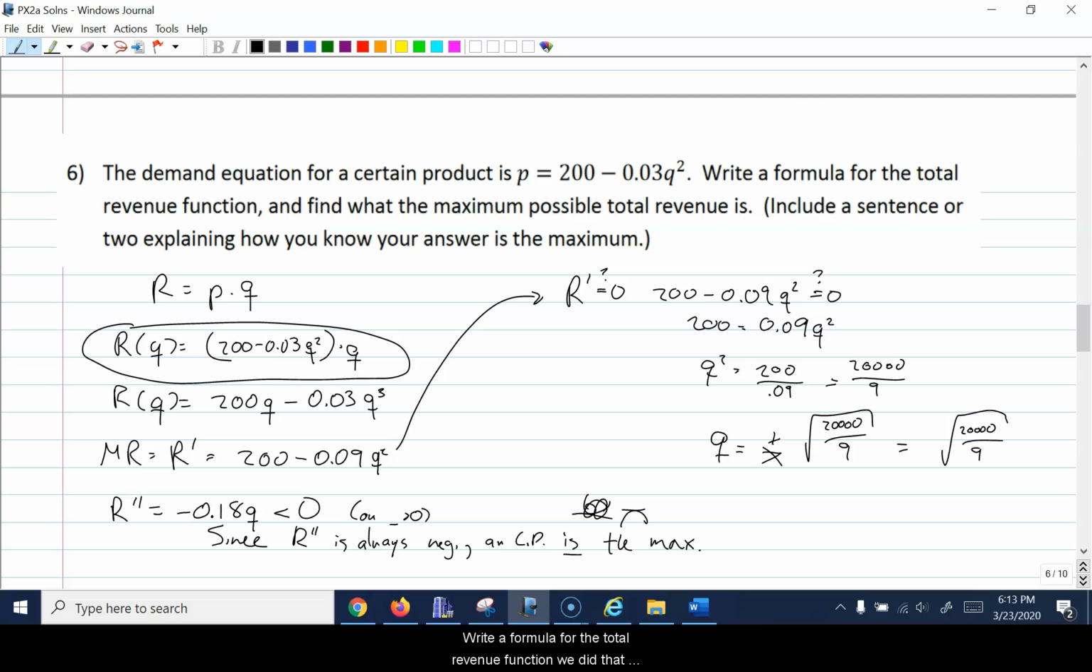Yeah, that's our maximum. Write a formula for the total revenue function. We did that. Find what the maximum possible total revenue is. So we found what quantity causes the maximum revenue, but we haven't found what actually is the maximum revenue. So let's find that out. To find the maximum revenue, I need to take that number and plug it into the revenue function.